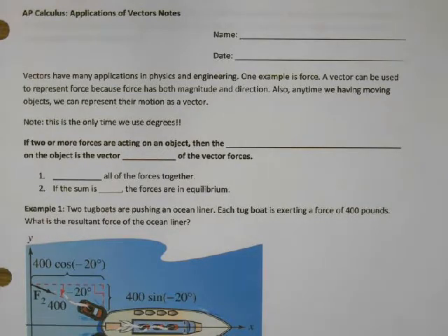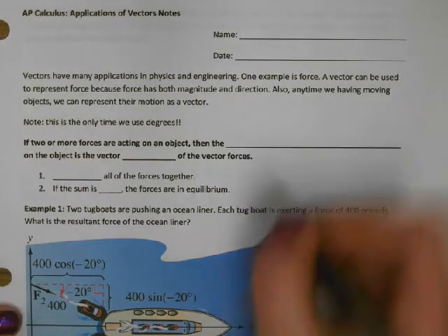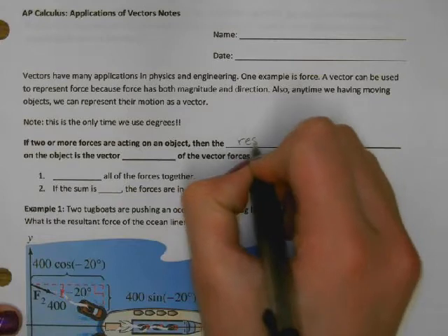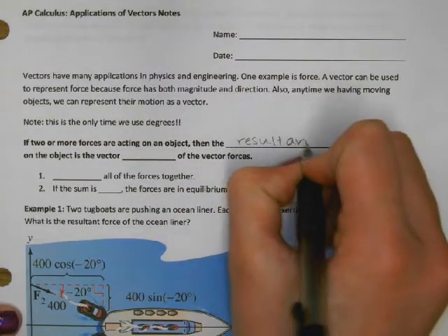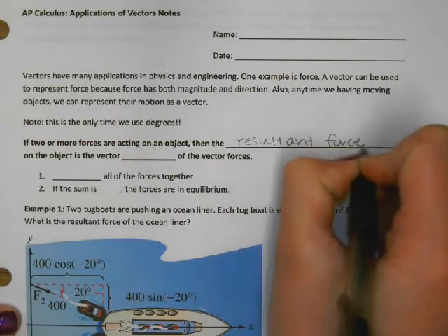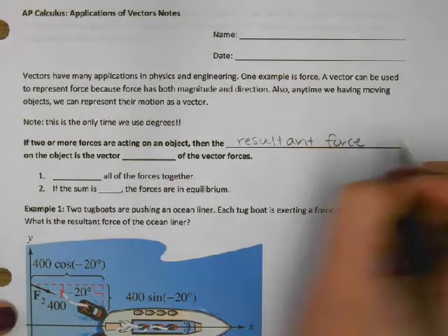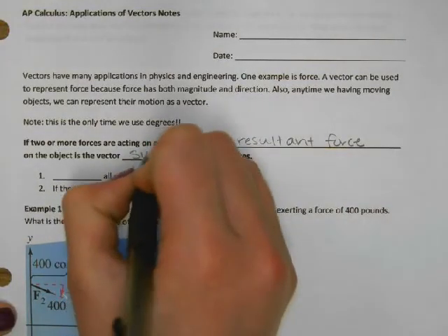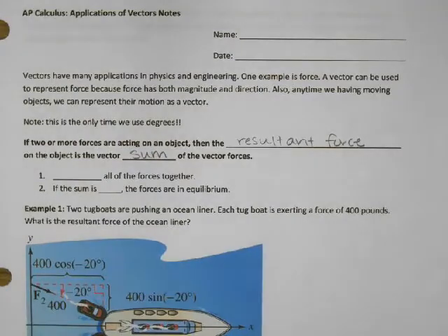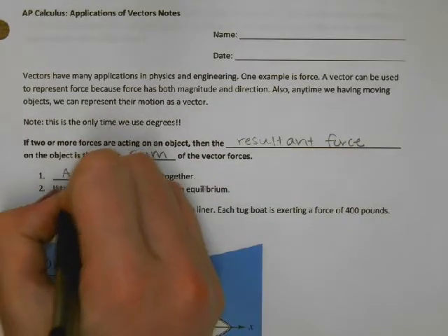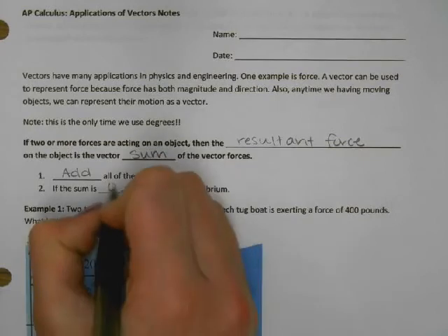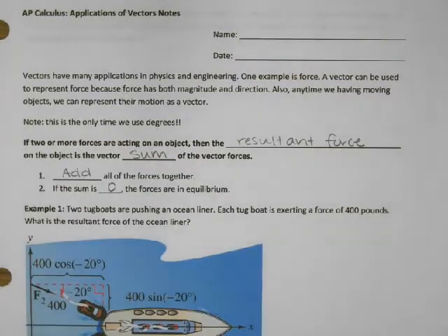So if two or more forces are acting on an object, then the resultant force on the object is the vector sum of the vector forces. So that means if you have multiple forces acting on the same object, add the vectors together, basically. So add all the forces together. If the sum is 0, the forces are in equilibrium.